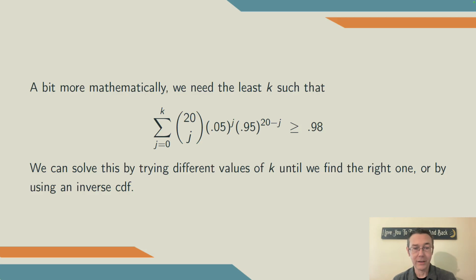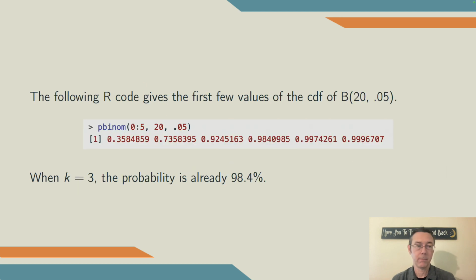We can solve this in at least two different ways. First of all, and I think more directly, we can just start plugging in values of k. K equals 0, 1, 2, 3, etc., until we finally cross that 98% threshold. Alternatively, we can use technology to do this directly using the inverse cumulative distribution function.